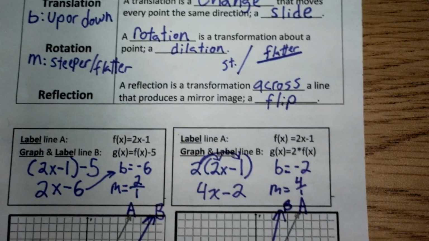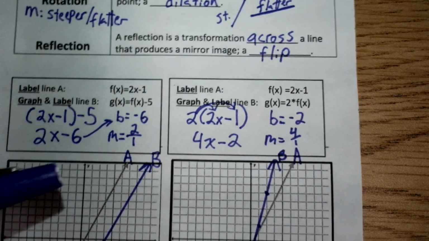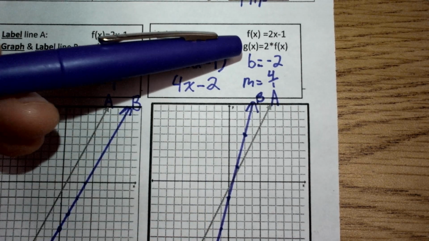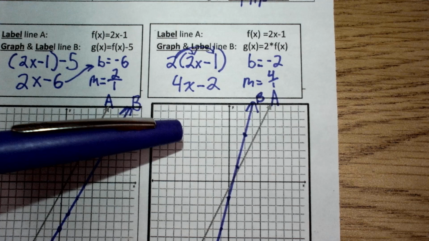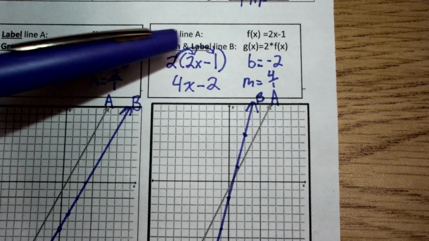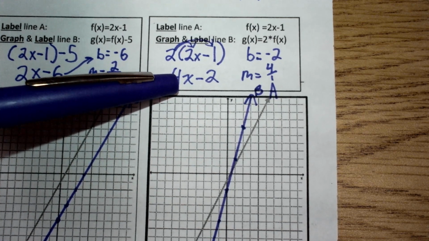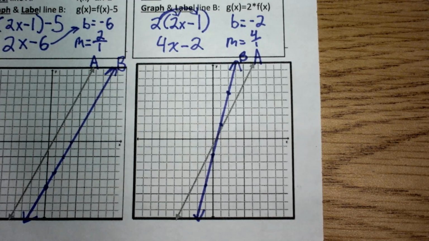So looking at our rotation, I have the original line that we labeled as A again. Then what they're doing is multiplying that times 2 for line B. So when I multiply times 2, I distribute my 2 out and I get 4x minus 2. And so what happens is I get a larger whole number, and that gives me a steeper graph overall there.